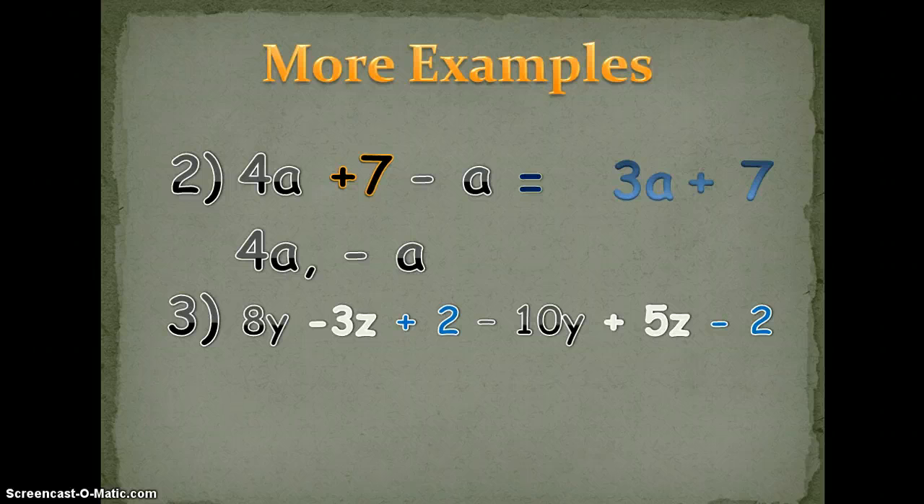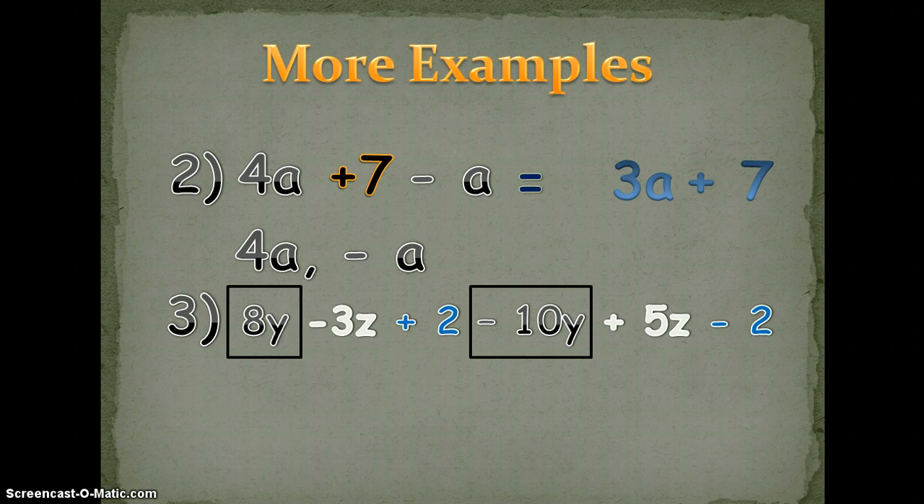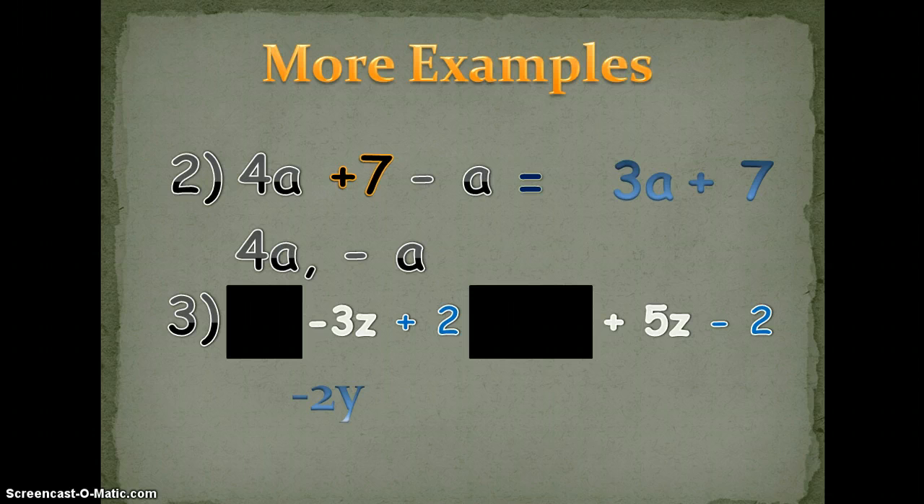First of all, we have to find our like terms. So we start with 8y. 8y goes with negative 10y. Same variable, same exponent. So now when we combine the like terms, we have the coefficients of 8 and negative 10. They're different. Subtract, keep the sign of the larger number, and we get a negative 2y. Alright, so let's get rid of those two. Now, let's go to the next term, negative 3z.